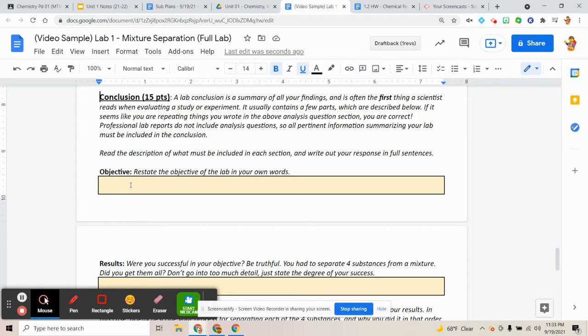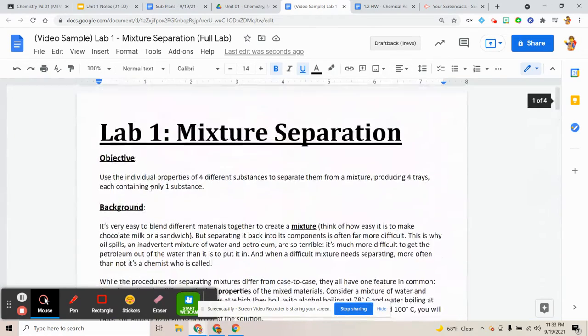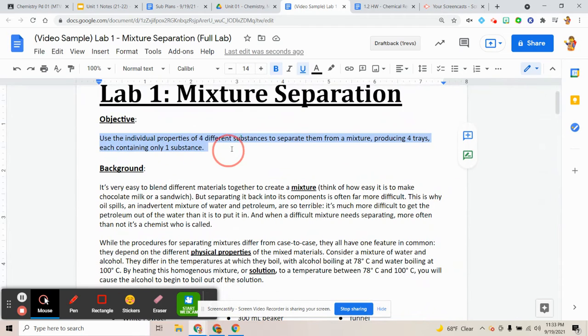The first part of this conclusion is the easiest, and that is just to restate the objective of your lab. Let the person who's reading this know what exactly you were doing in this lab. For that, we can just go back and look at the very first part. The objective was to use the individual properties of four substances to separate them from a mixture, producing four trays, each containing only one substance.